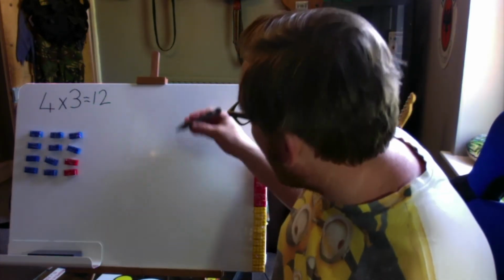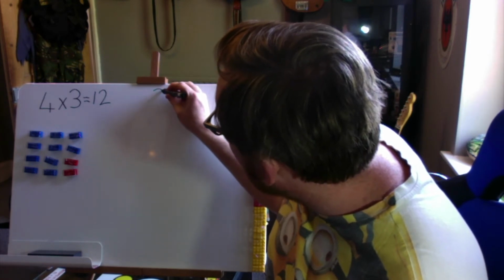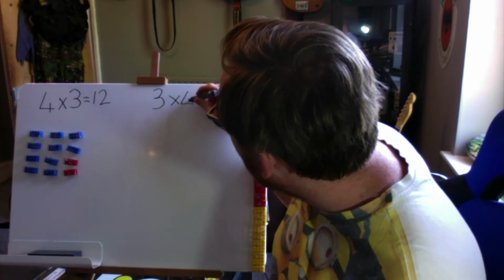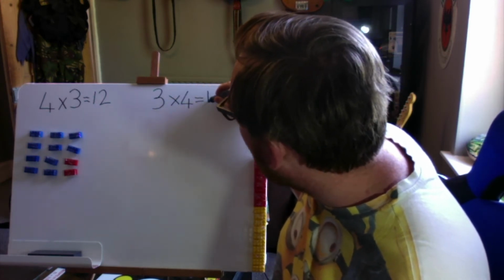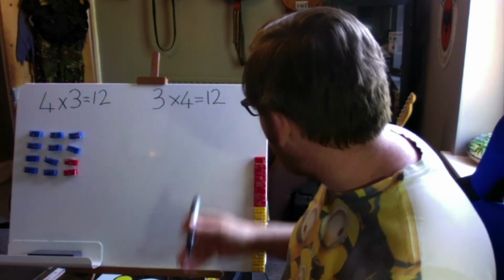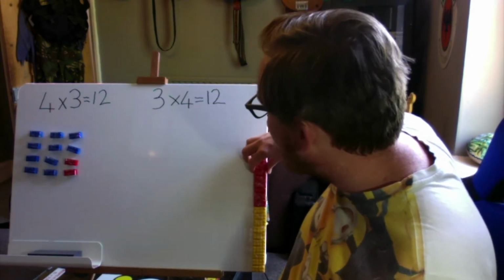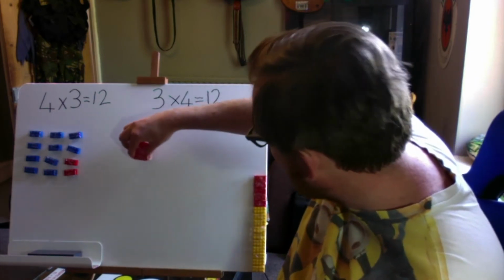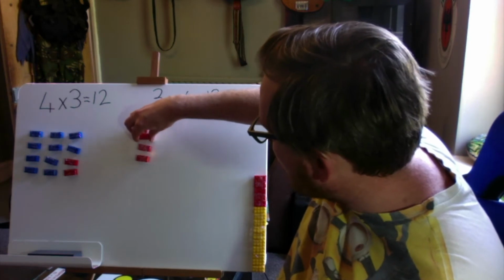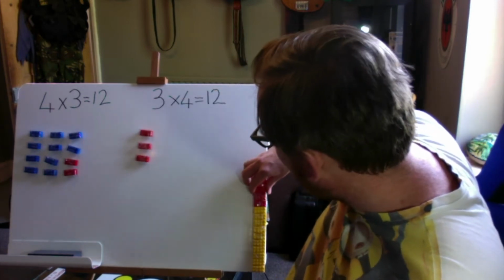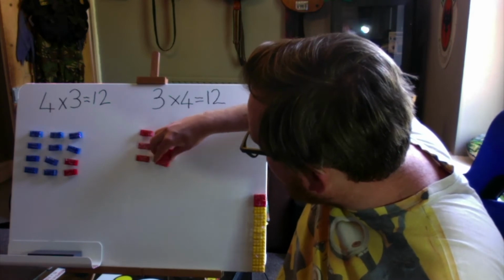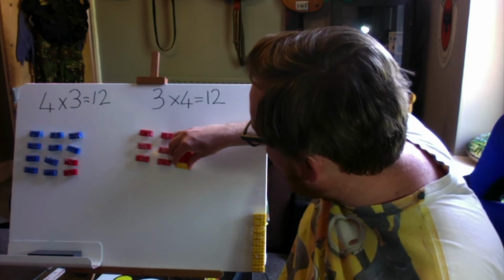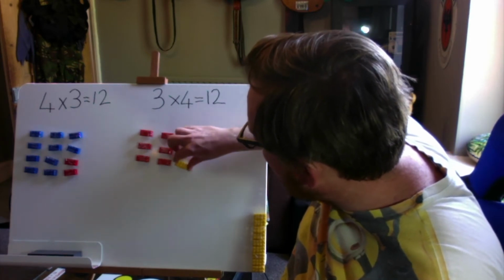So let's have a go. I'm going to do 3 times 4. And I'm looking for the answer 12. Let's see if that's what I get. So I'm going to make 3 and I'm going to do it 4 times. 1, 2, 3. 1, 2, 3. 1, 2, 3. 1, 2, 3.